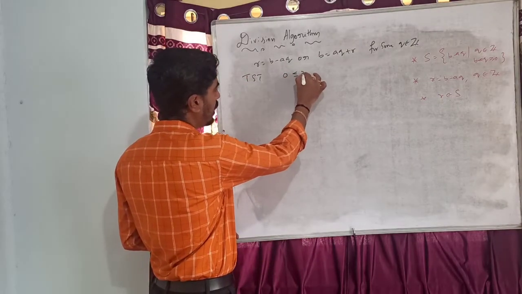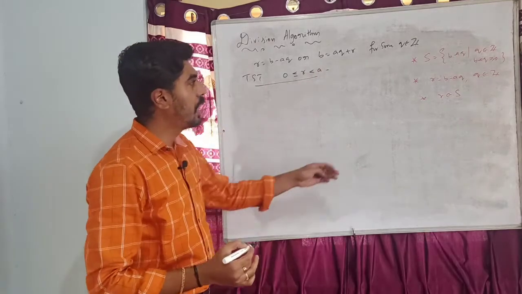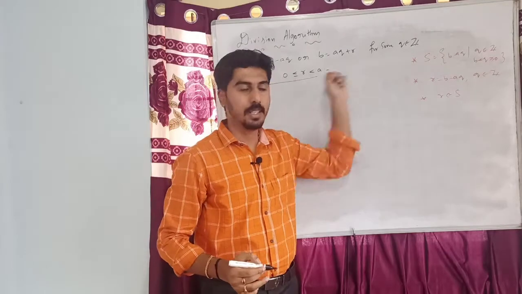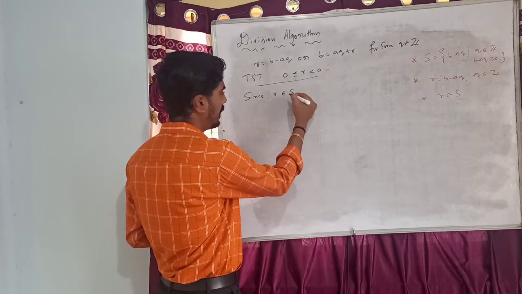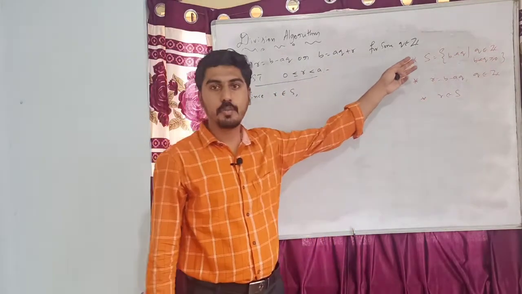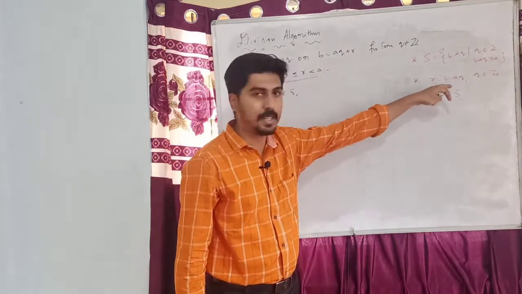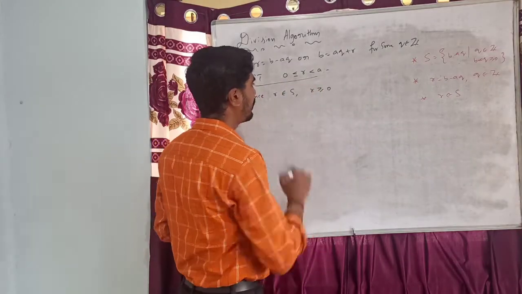Now to show that 0 is less than or equal to R less than a, first we have R belongs to S. Since R belongs to S, R is clearly greater than or equal to 0, since by the definition of S, R belongs to S implies that R is greater than or equal to 0.